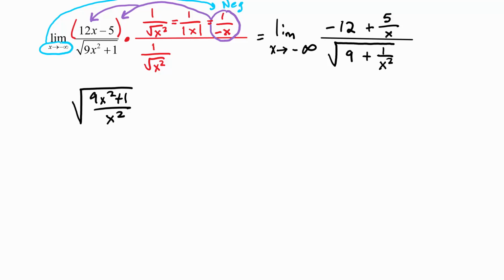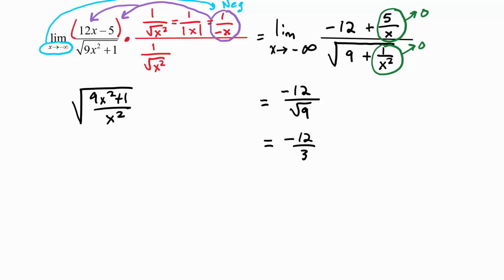Now we can apply the limit, and we see that 5 over x is going to go to 0. 1 over x squared is going to go to 0 because their denominators are going to negative infinity. This becomes negative 12 over the square root of 9, which of course is negative 12 over 3, which is negative 4. Therefore, there is a horizontal asymptote at y equals negative 4.